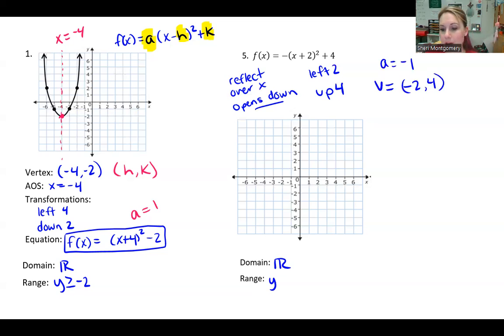I'm first going to go plot my vertex. I'm going to go over left 2 and then up 4. Left 2, up 4. I'm going to open down. Anytime I open down, I'm going to give myself a reminder. Oh yeah, when you plot that, open down.